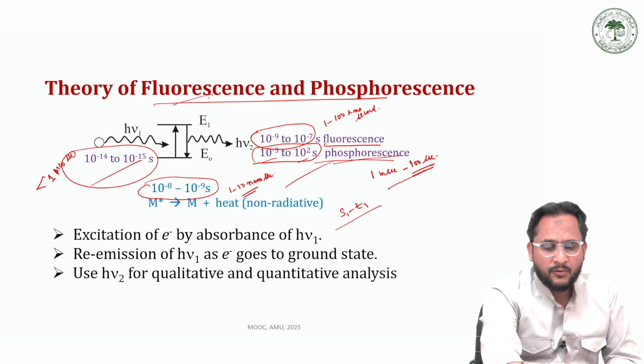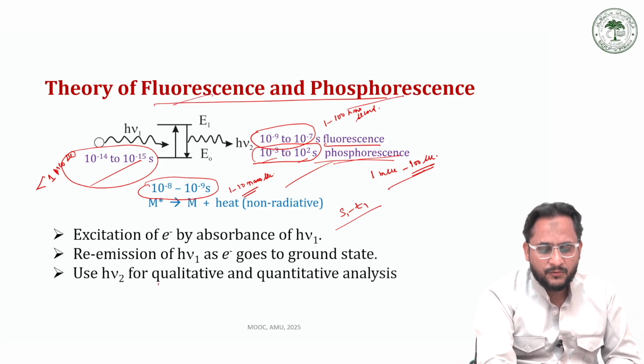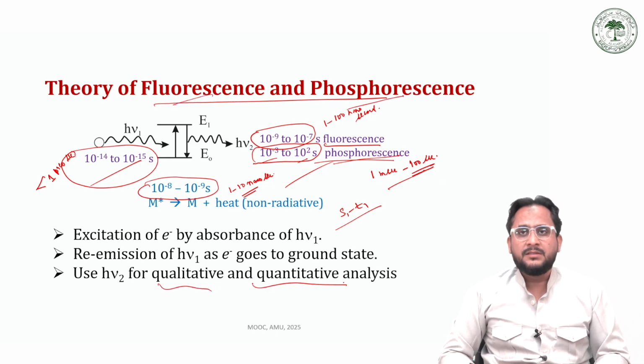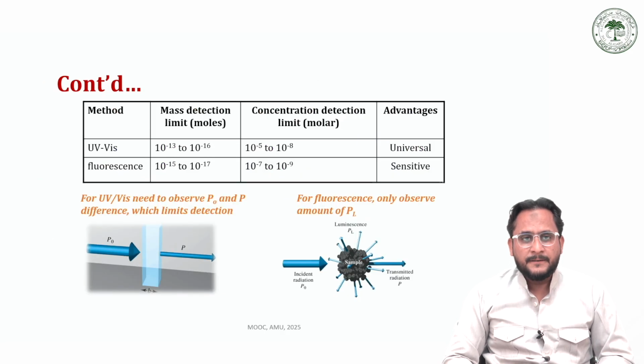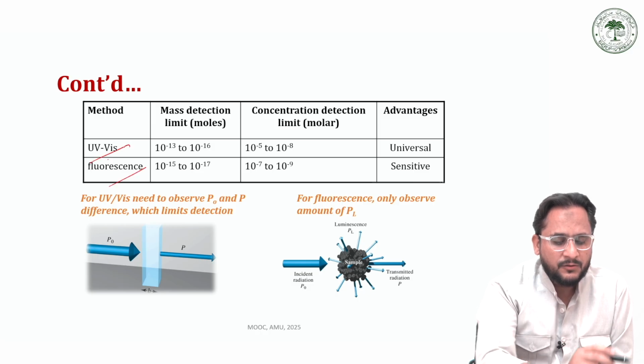Both these phenomena of fluorescence as well as phosphorescence can be used for qualitative and quantitative analysis, just like we can use atomic absorption and atomic emission spectroscopy for both qualitative and quantitative analysis. In this slide, fluorescence is compared with UV visible spectroscopy.